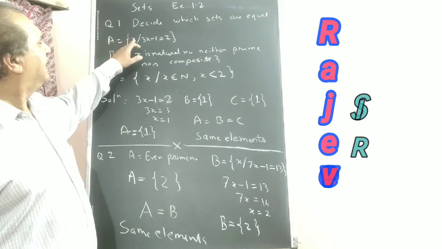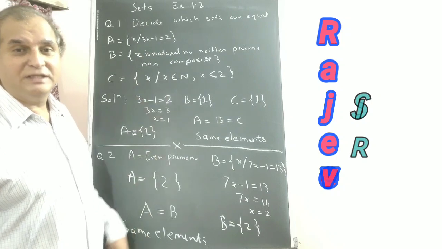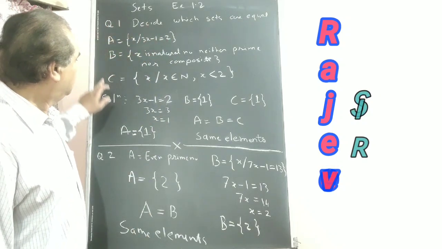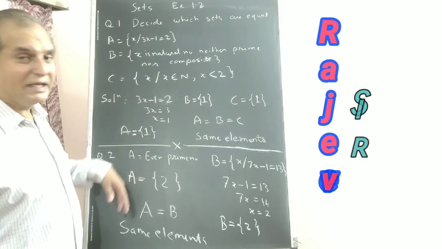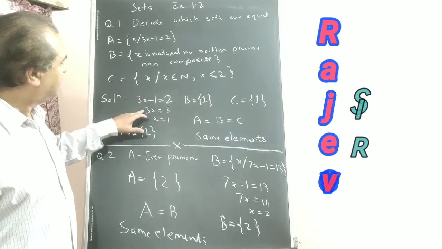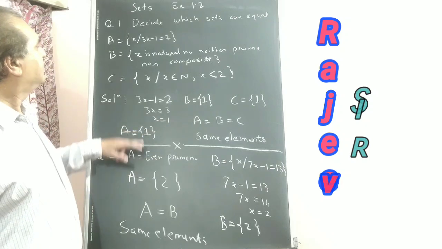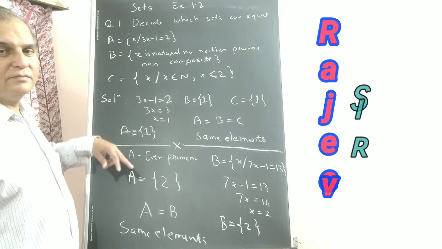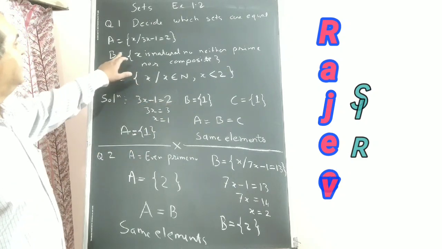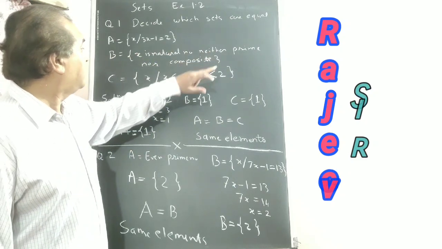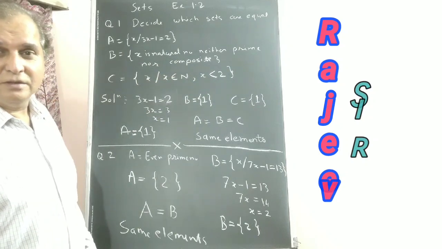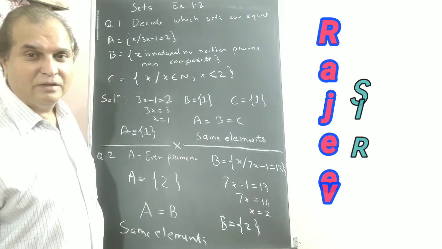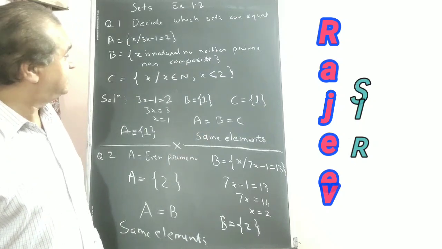First, A is {x | 3x minus 1 equal to 2}. This rule is given. So we have to solve this linear equation: 3x minus 1 equal to 2, minus 1 shifting that side with plus 1, 3x equal to 3, x equal to 1. So A set is finally just 1. B set, natural number, neither prime nor composite, only one number, that is 1. 1 is neither prime nor composite.